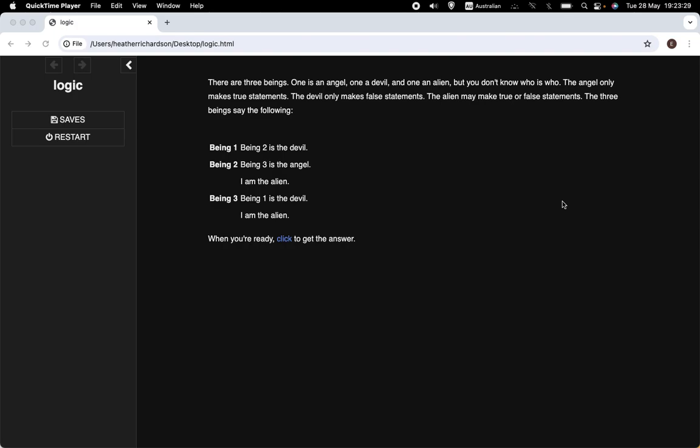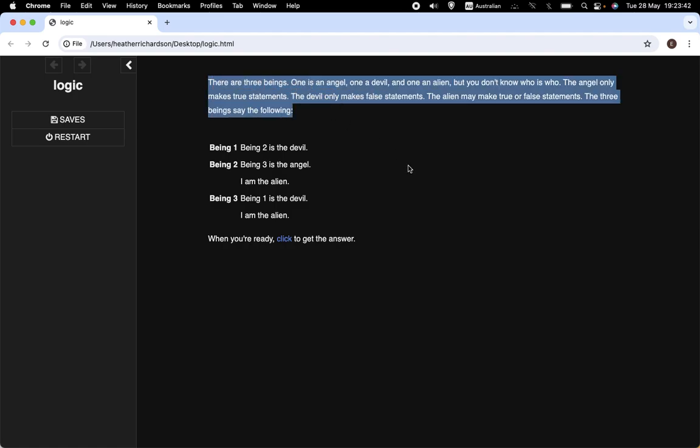And so I'm going to demonstrate an example of the program running, and then I'll spend the rest of the video going through the code that makes it possible. So it says, I'll just highlight this bit. There are three beings. One is an angel, one a devil, and one an alien, but you don't know who is who. The angel only makes true statements, the devil only makes false statements, and the alien may make true or false statements. The three beings say the following.